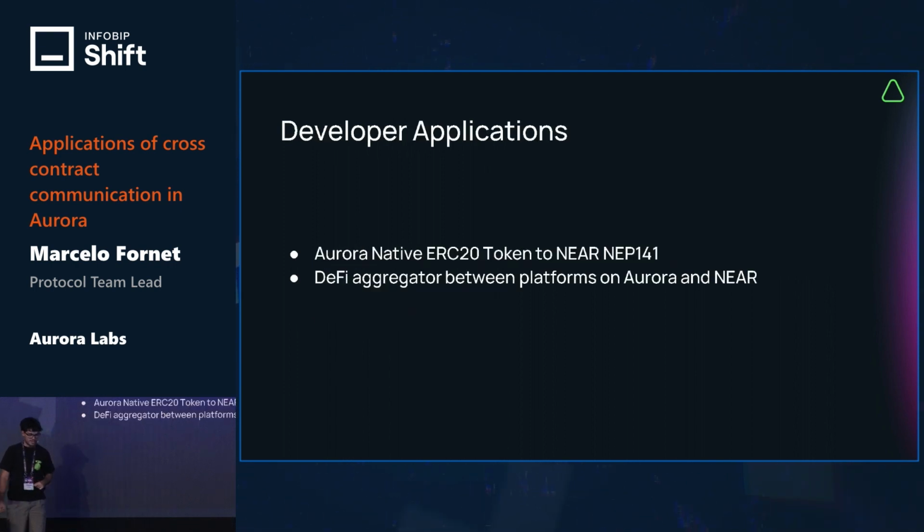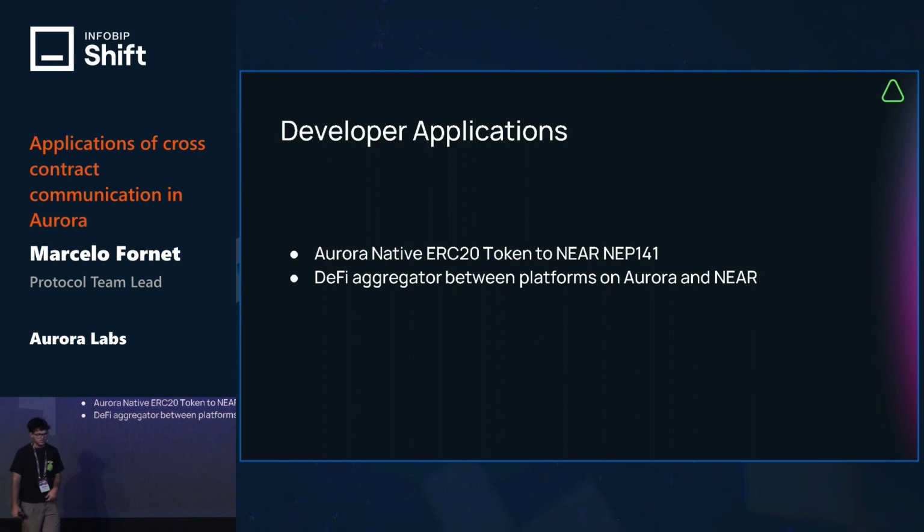For the developer applications, one example is something we are actively working on right now. Aurora native ERC-20 tokens will be able to be moved to NEAR, no bridge required, just a connector that will be using this cross-contract call communication protocol. So you will be able to move your ERC-20 tokens that were deployed initially on Aurora to NEAR, back and forth, and eventually, if a connector from fungible token is created within NEAR and other platforms, you'll be able to move them as well.